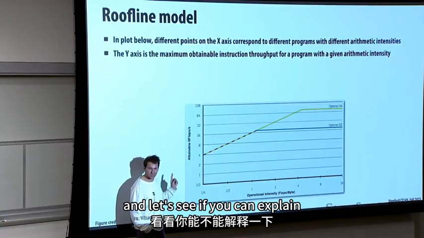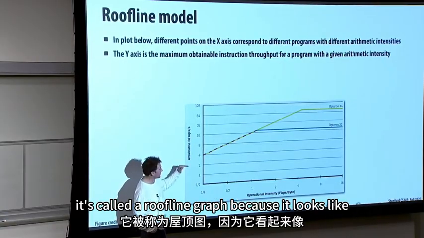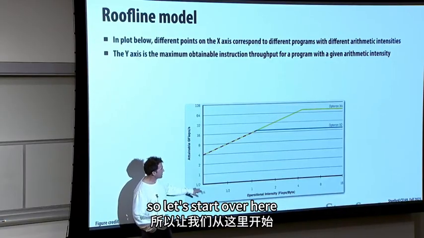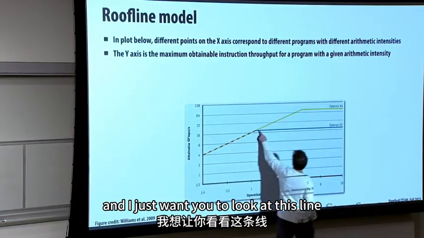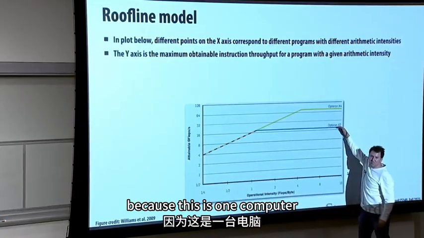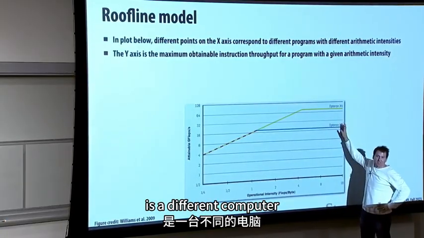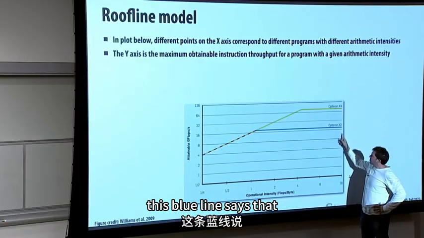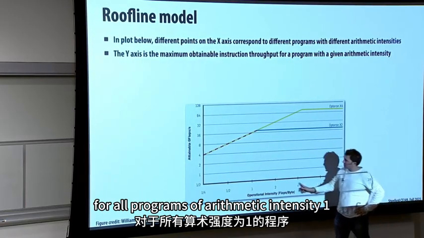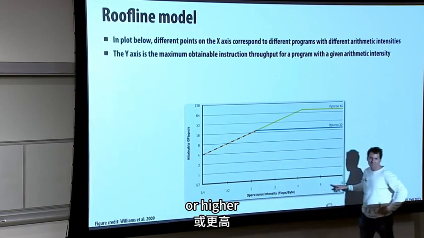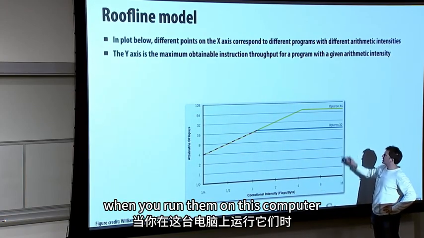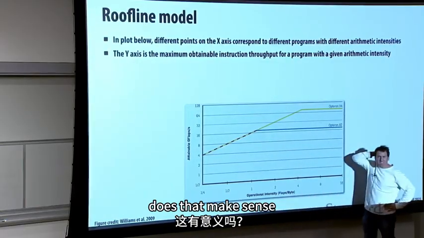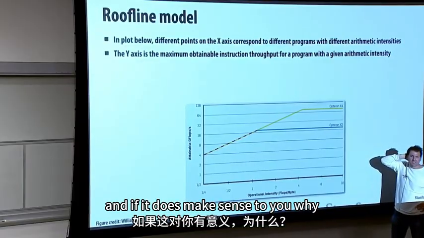And let's see if you can explain the shape of this graph. It's called a roofline graph because it looks like a roof, right? So let's start over here. And I just want you to look at this blue line because this is one computer. The other line is a different computer, so it has a different roofline plot. But let's just look at this blue line. This blue line says that for all programs of arithmetic intensity 1 or higher, when you run them on this computer, you get the same performance. Does that make sense? And if it does make sense to you, why?